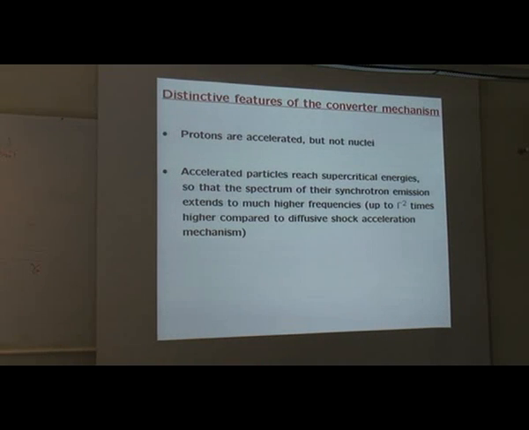Well, there are some features to test or to know about this observation mechanism. One very distinctive test is that you cannot observe nuclei by this mechanism. It's absolutely impossible. So if somebody has proved that the highest energy cosmic rays are nuclei, it rules out this mechanism definitely.